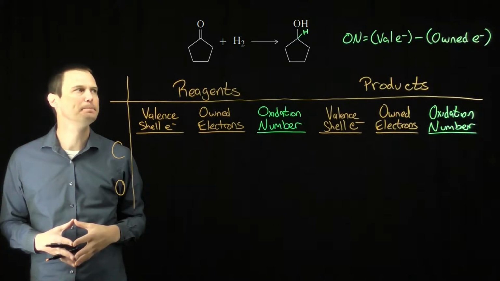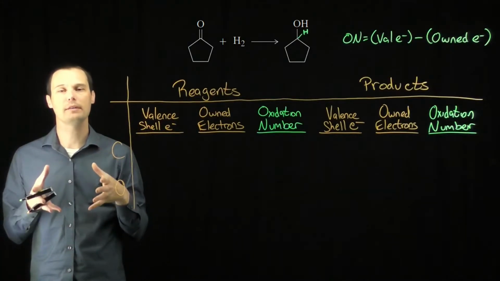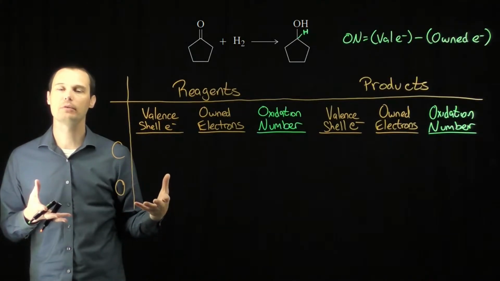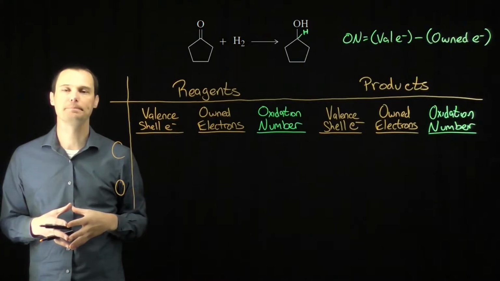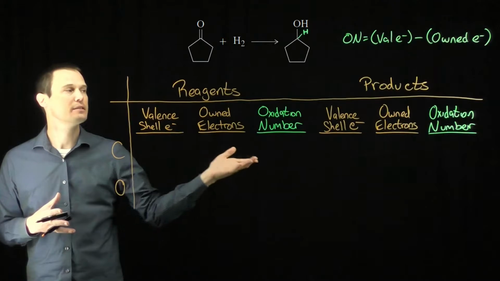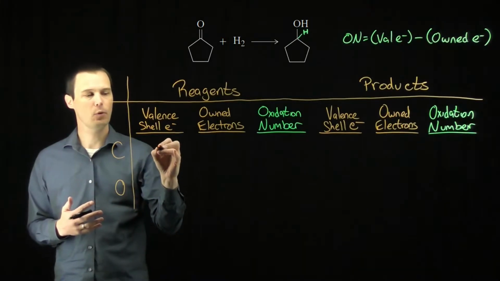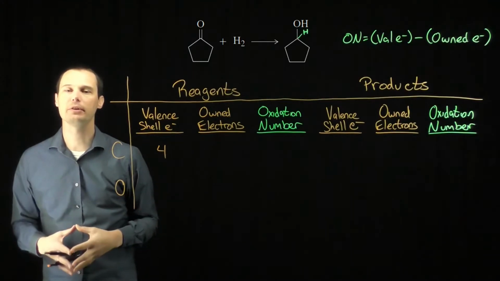so calculating their oxidation number doesn't really help us out in this particular example. Our equation for oxidation number is the number of valence electrons the atom wants in its neutral ground state, minus the number of electrons it owns in this particular structure. We'll start with carbon and we'll work with oxygen to see how the oxidation number changes throughout the course of this reaction.